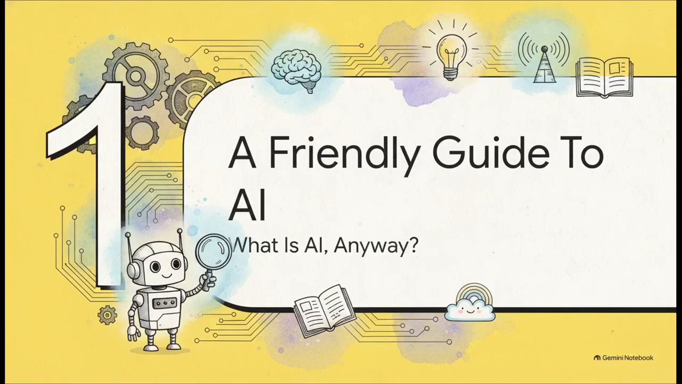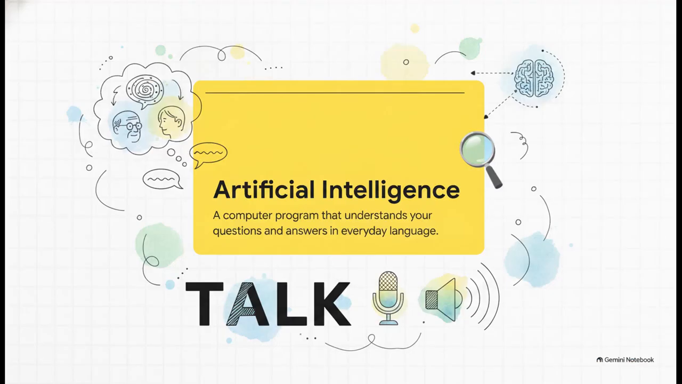Okay, let's jump right into Section 1, a friendly guide to AI. What is AI anyway? We hear this term everywhere on the news, right? And it's usually wrapped up in all this confusing sci-fi jargon that makes it sound like something out of a futuristic movie. Well, we're going to just strip all of that away right now. The definition we're working with is actually beautifully simple. Artificial intelligence, or AI, is a computer program that understands your questions and answers in everyday language, exactly like a real conversation. That's literally the heart of it.